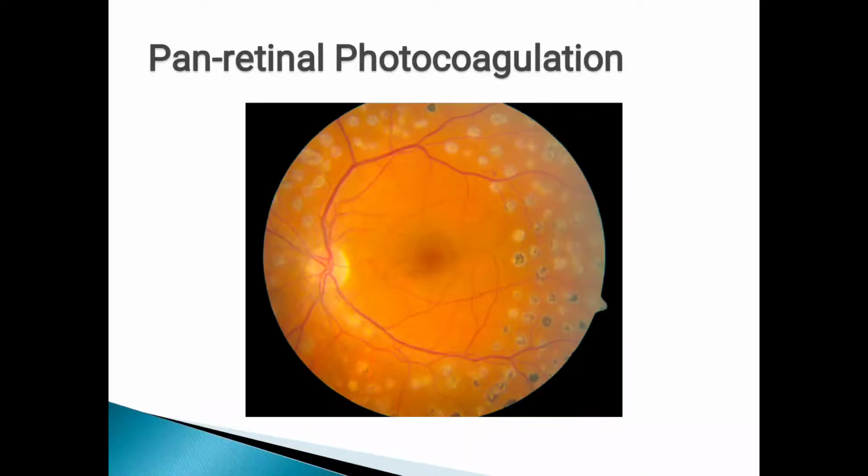And this is a fresh picture. After maybe within 1 week the picture has been taken. So once the scars form, it forms nice pigmented scars, this PRP or pan-retinal photocoagulation.